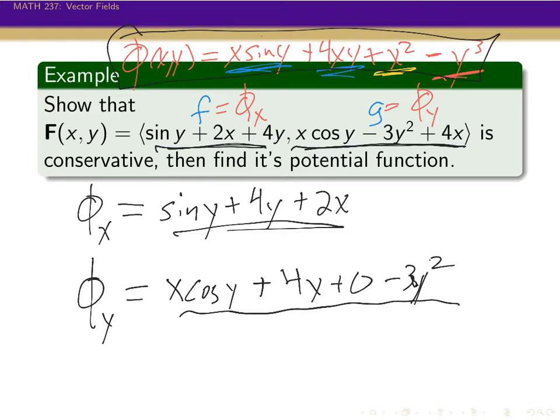We should say find a potential function for it, because at this point I could get any other potential function here by adding some constant, let's call it k since we already used c a bunch. That's just a real number, and so in either case taking the derivatives of that would make it go to 0.